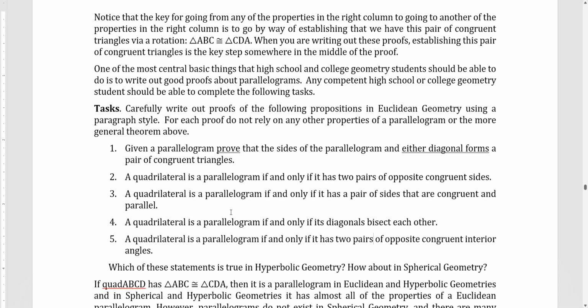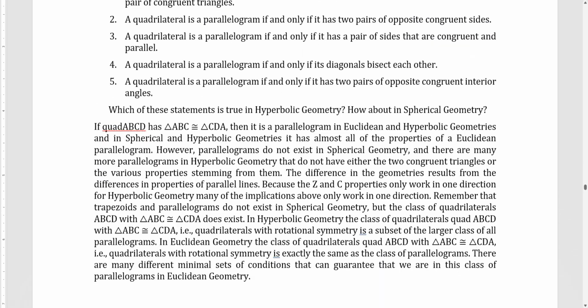So at least in Euclidean geometry, you should be able to take any one of those and write down a really good proof of that. So I challenge you to go ahead and write out proofs of all of those. If you're in my class, I would expect you to be able to do those kinds of things on exams, hopefully perfectly. So then the next question is, which of these statements is true in hyperbolic geometry, and how about spherical geometry? And we'll let you think about that.